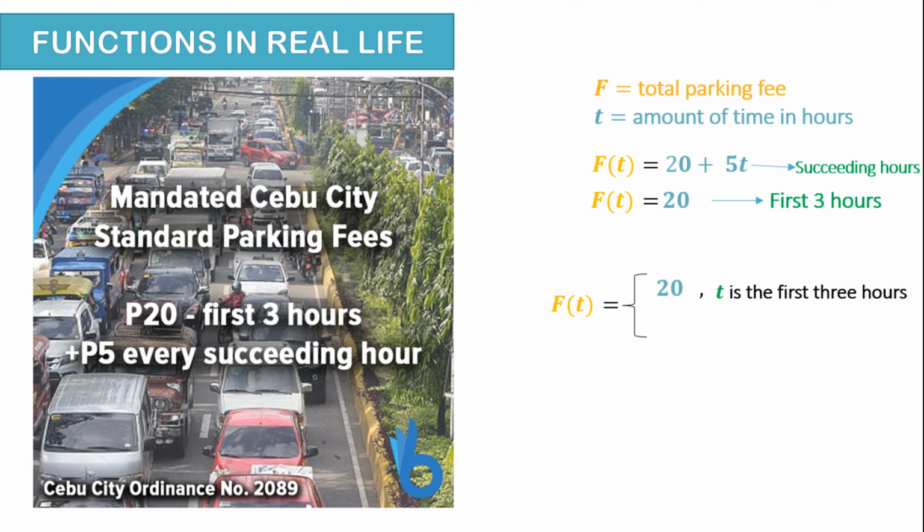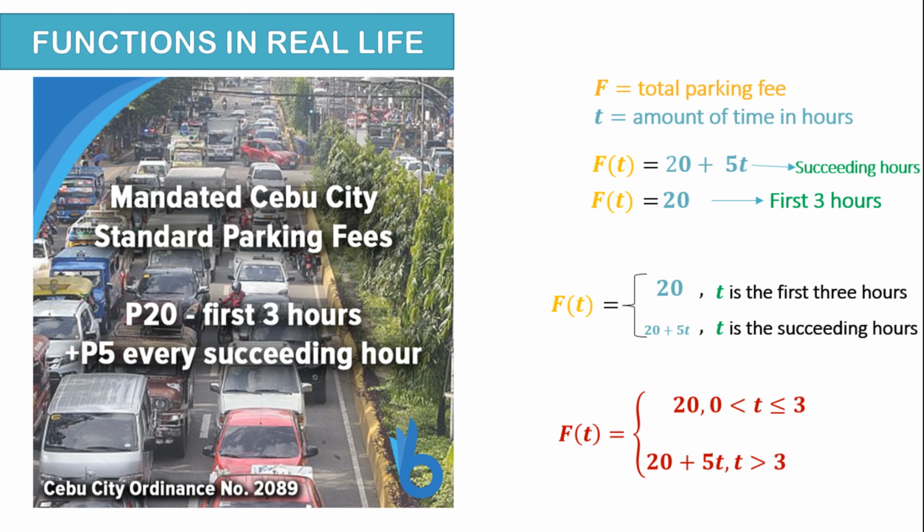So if you have stayed there for a minute, that's 20 pesos already. And then if you stayed there exactly at 3 hours, that's 20 pesos also. But you pay 20 pesos plus 5t whenever t is the succeeding hours after 3 hours. So I mean 3 hours and 20 minutes and so on. But there is a more appropriate way of writing it down, and this is how you write it down.